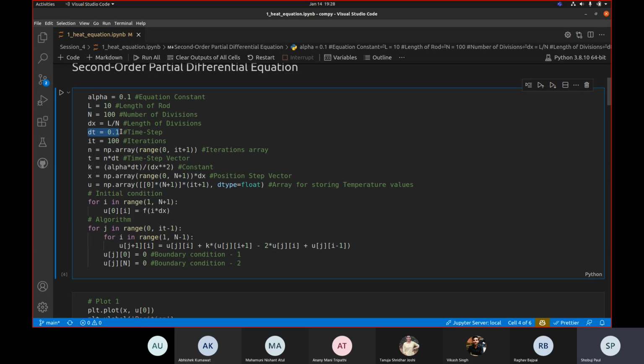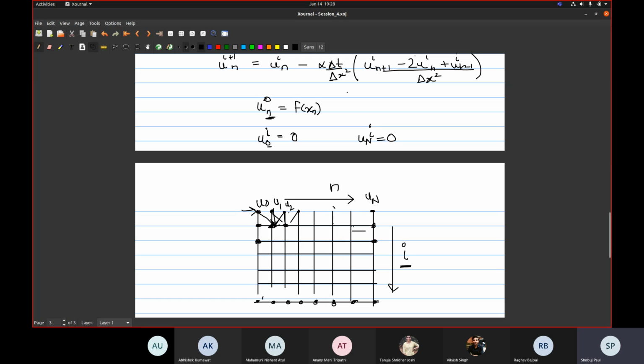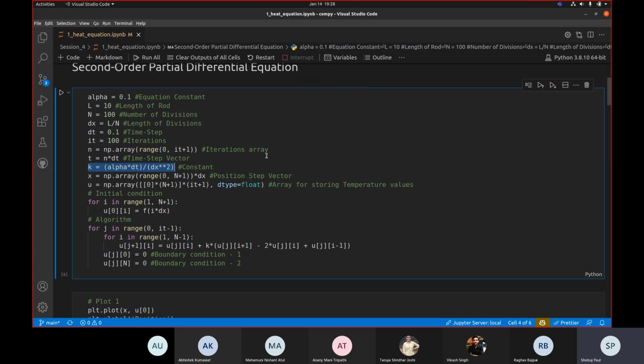Similarly, each time step is 0.1, and I want 100 iterations. Let it go. Let me find it for 100 time steps. Here again, I have declared an array of time steps, the time step vector. This is just a constant, which is this thing. I've just made this as k, for our convenience.